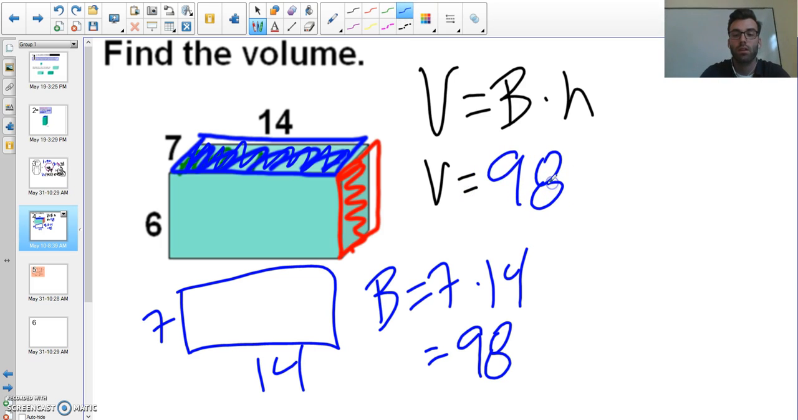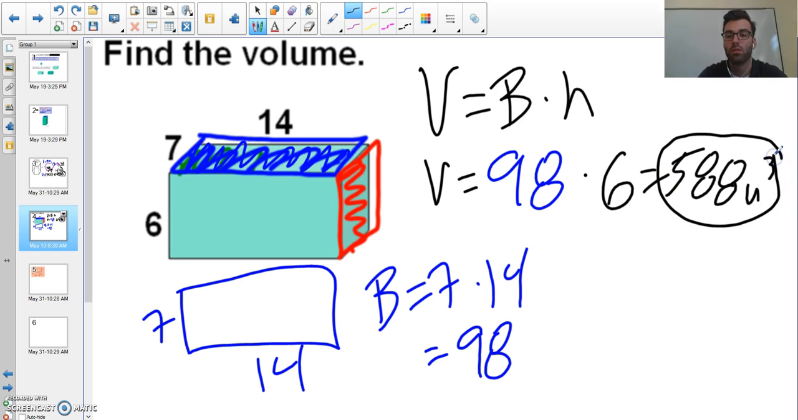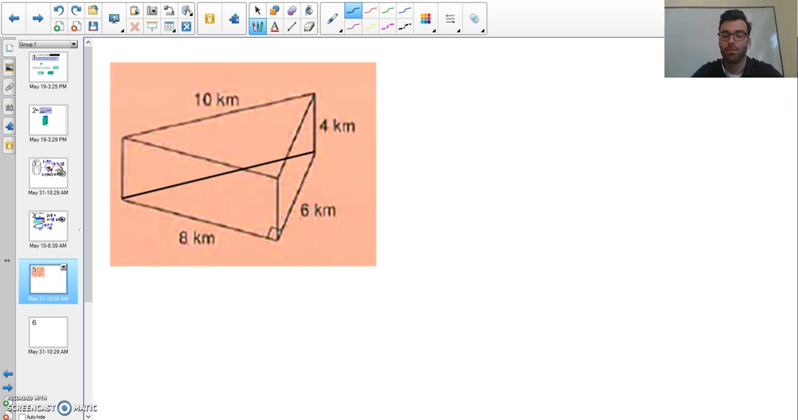So I'm going to say that volume equals 98 times 6, which is 588 units cubed. Next one. I want you to try this one now too. It's a triangular prism. Try this one on your own. Pause the video and come check it when you're done.